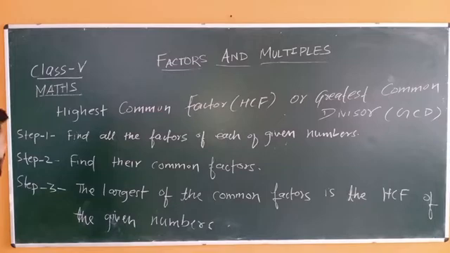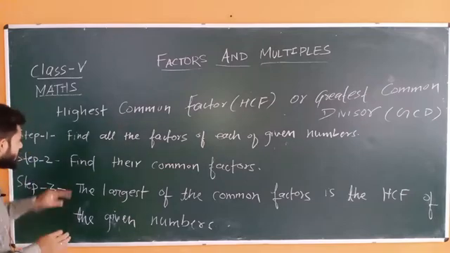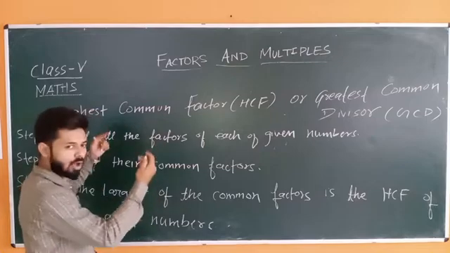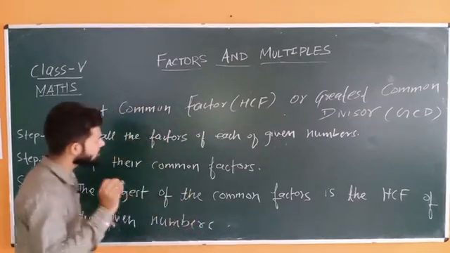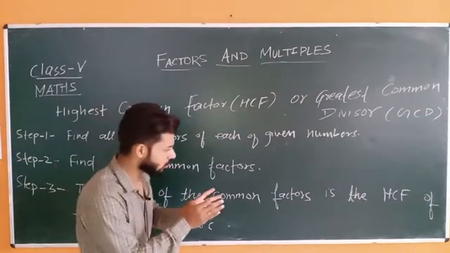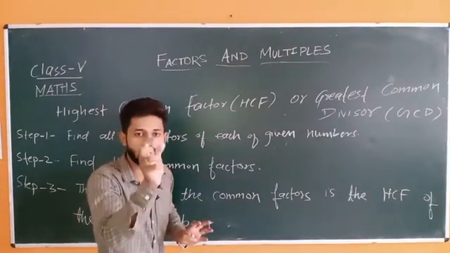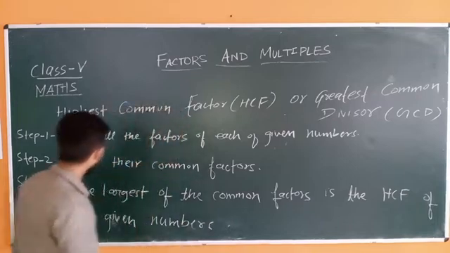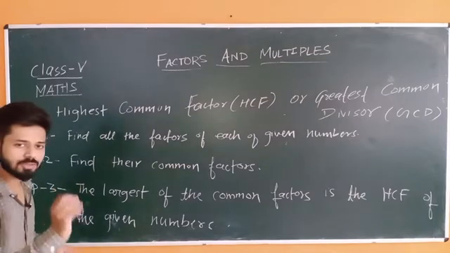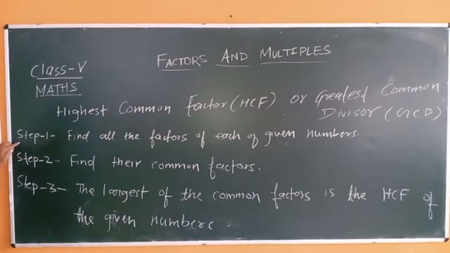So what is highest common factor or the greatest common factor? As the name suggests: highest, maximum, common between the factors of 2 or more than 2 numbers. It means that among 2 or more numbers, the largest common factor will be the HCF of those numbers. It is very easy to find out. You have to follow the 3 steps.